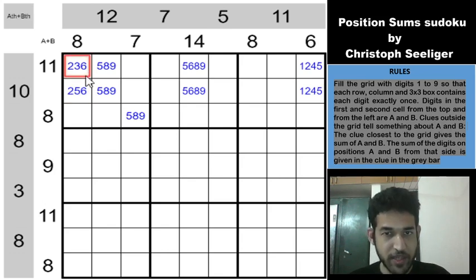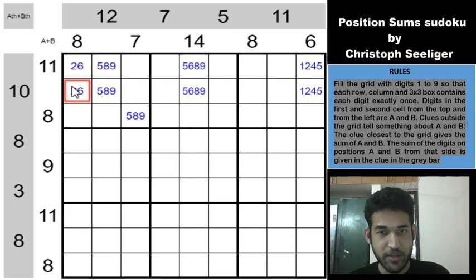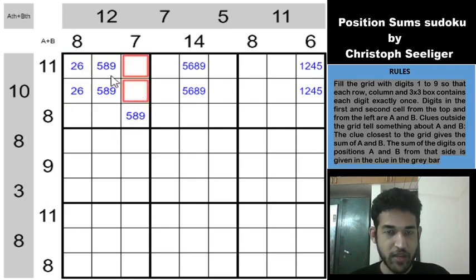Okay, 3 plus 5 is ruled out, right? Because we have a 5, 8, 9 triplet here. So 3 plus 5 is not an option. So 8 is 2, 6. And now 7 can only be 3, 4, right? Because 1, 6 and 2, 5 are ruled out. So 7 can only be 3 plus 4 and 8 will only be 1 plus 7. Beautiful, guys. So we got the start to the Sudoku.